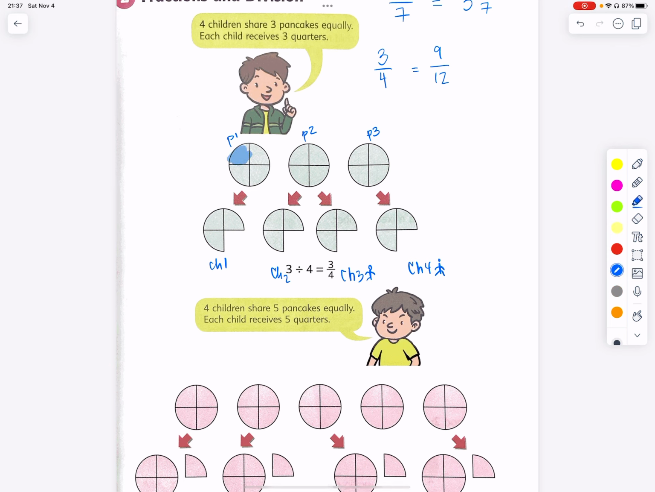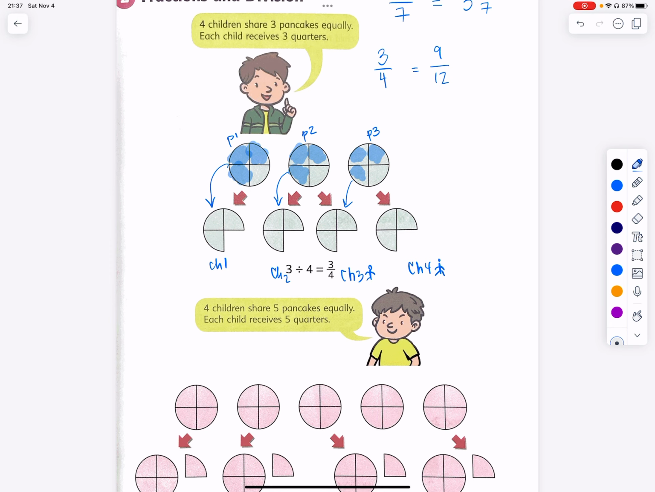Child 1 will get 3 pieces of a pancake, right? Here's child 1's portion. Child 2 will also get 3 pieces, right? So here it is, 3 pieces. And child 3 will similarly get 1 out of 4, 2 out of 4, 3 out of 4 pieces. Yes, we need to give this to child 3.